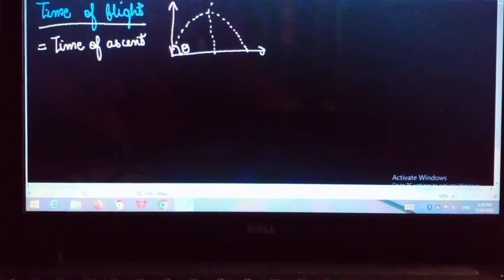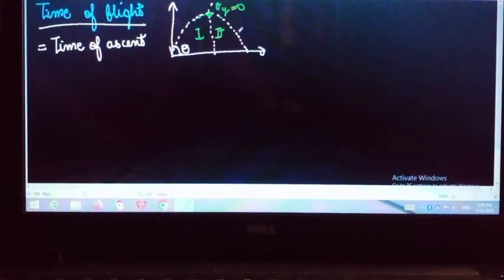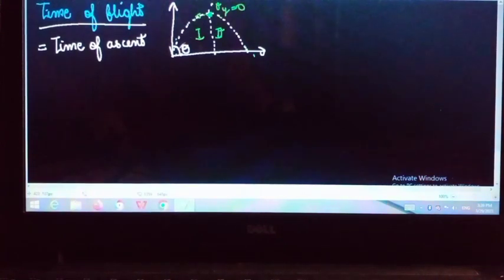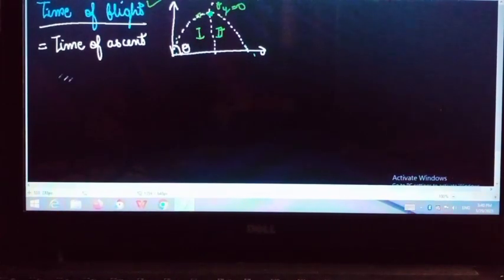We have two halves, our first half and our second half. Here the projectile is ascending in the air, and from this point where Vy is equal to 0, the projectile is descending and heading towards the ground. So here we call the time the time of ascent, and here the time of descent, and the total time in which the projectile was in air is known as time of flight.